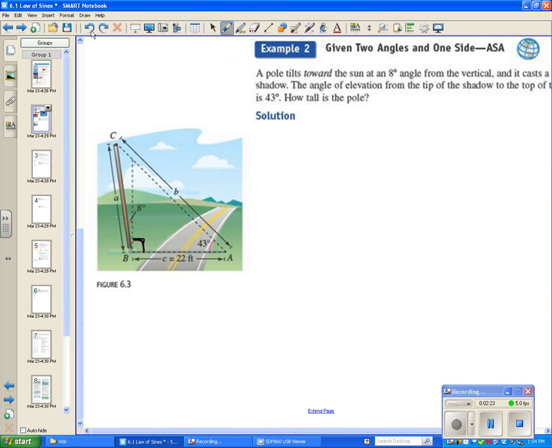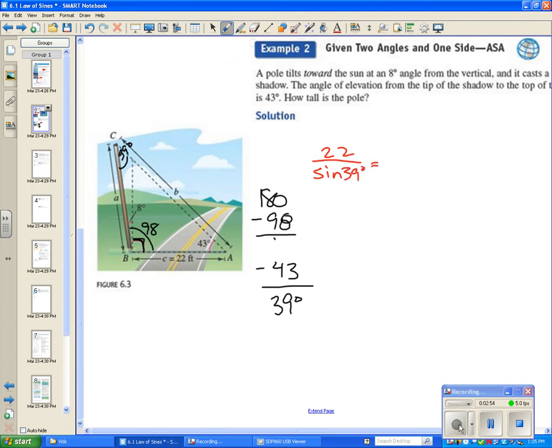Let me do some cleanup. So we just do 180 minus 98, and then minus 43, which I get to be 39 degrees. So this angle here is 39 degrees, which we can use in our law of sines. Notice our side length 22 is known. It's divided by the sine of the opposite angle, which is 39. And it's equal to my unknown side a divided by sine of 43.